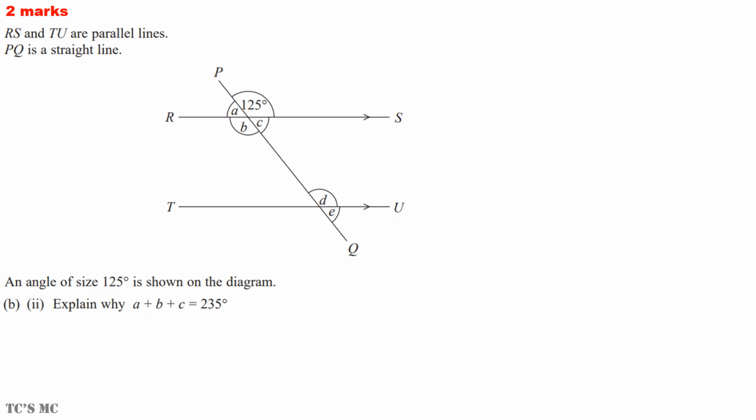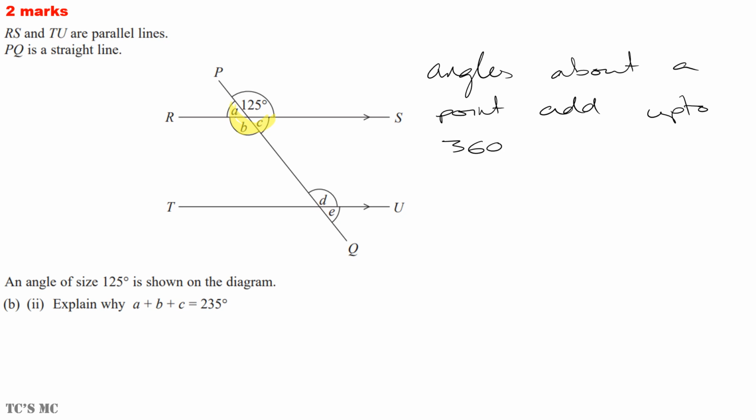Part 2 of the question, explain why A plus B plus C is equal to 235. So that's those three angles there. We need to start off by saying that angles about a point add up to 360 degrees. So that's the first thing I'm going to say.